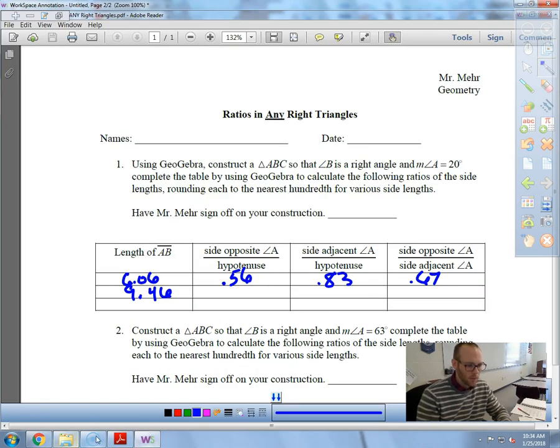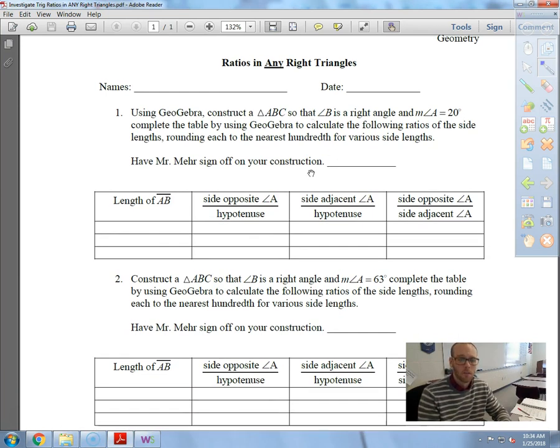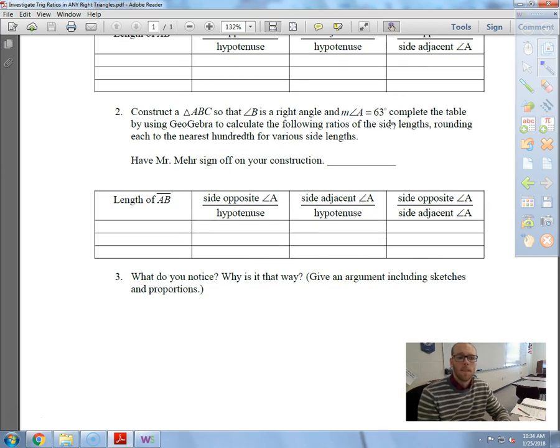When you've completed this table, now I'm not here, so I'm going to have your substitute sign off on this. They're going to take a look to see what's happening and sign off on that. Once you've done that, now we're switching that angle A to 63 degrees. So that means make a brand new triangle, where this angle is 63 degrees, it's still a right angle. You're going to do the same process. Then we get to the bottom.